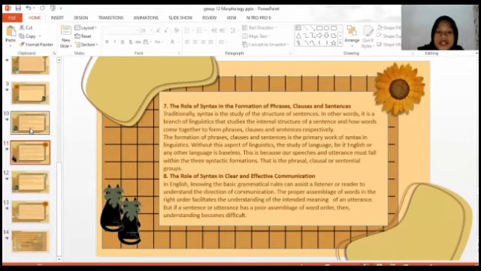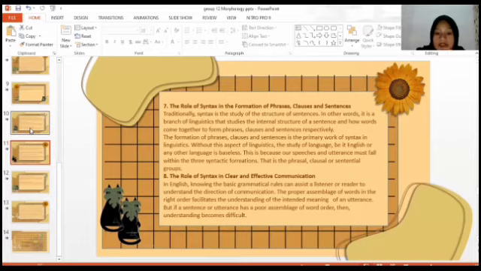7. The role of syntax in the formation of phrase, clause, and sentence. Traditionally, syntax is the study of the structure of sentences. In other words, it is a branch of linguistics that studies the internal structure of a sentence and how words come together to form phrases, clauses, and sentences, respectively. The formation of phrases, clauses, and sentences is the primary work of syntax in linguistics.